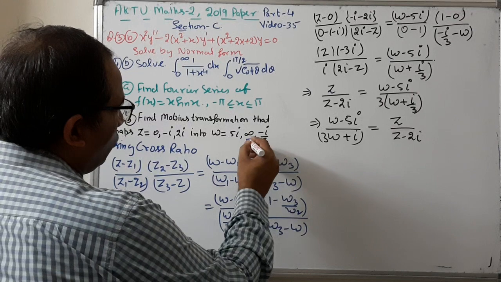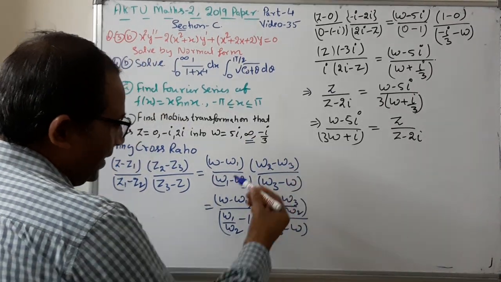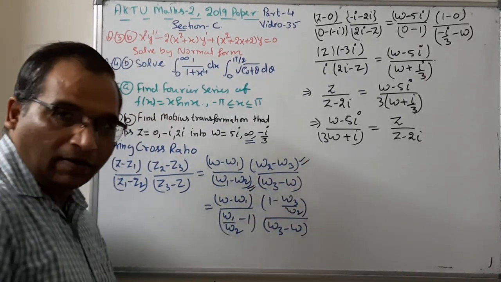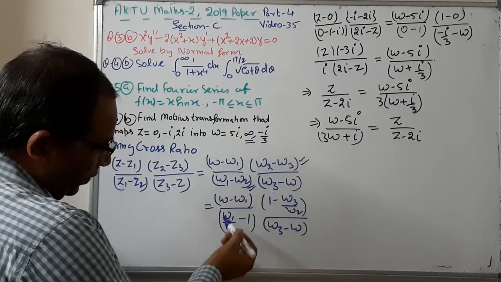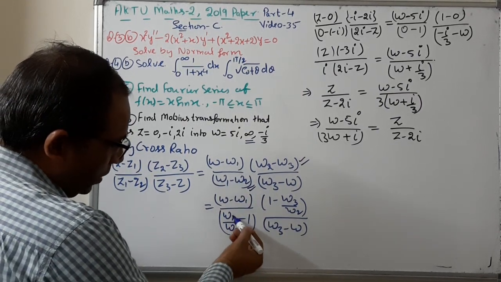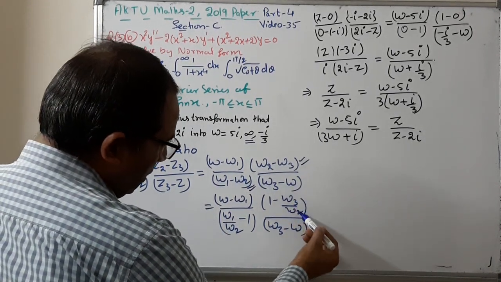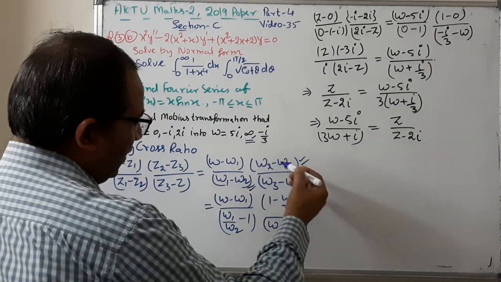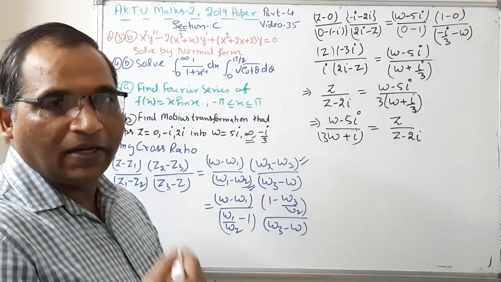Because here w2 is infinity, we divide by w2 in numerator and denominator. So in this term we divide by w2, and in this term we divide by w2. We get w minus w1, and when we divide by w2 we get w1 upon w2 minus 1, and here we get 1 minus w3 upon w2 upon w3 minus w. Because when we divide by w2, the 1 upon w2, that means 1 upon infinity, becomes 0.